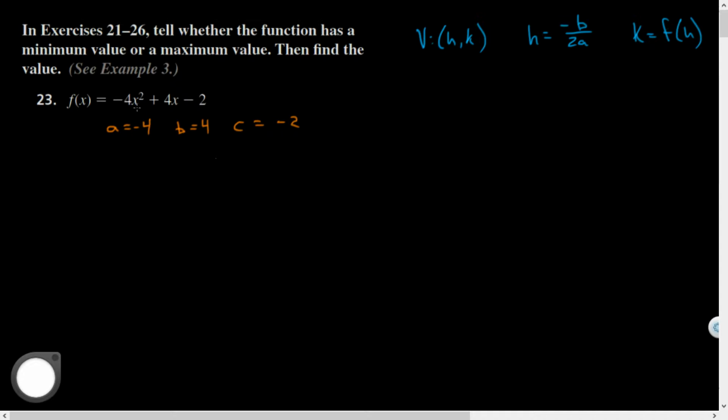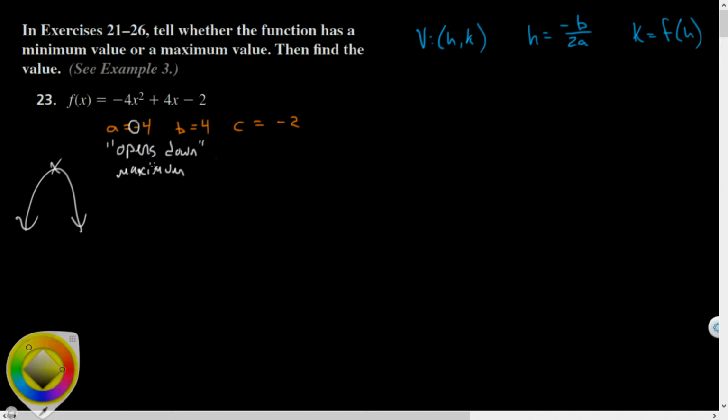Well, it turns out if A is positive, it opens up. If it's negative, it opens down. And since it opens down, Kayla, do you anticipate that it'll have a minimum value or a maximum value? If it opens down, then it's going to be a hill, and it's going to have a maximum value. So we're looking for a maximum here. So let's find the value of h. The maximum value is going to end up being the k. It'll be the y-coordinate of the vertex.